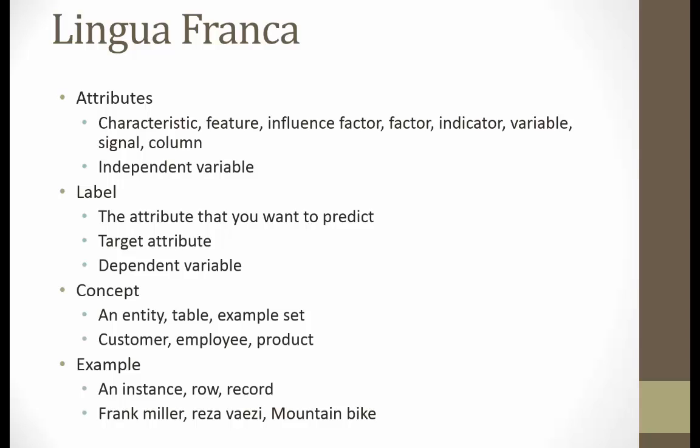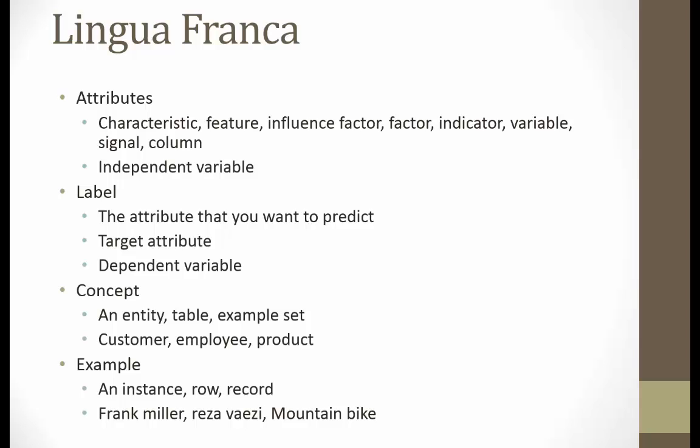Let's imagine an employee table. You have the first name, last name, employee ID, salary, date of hire, and whatnot arranged in columns. And each individual employee, such as myself, Reza Vaezi, is in one row where you can see the first name, last name, date of hire, salary, and whatnot. So the column names are called attributes, characteristics, features, influence factors, or simply factor, indicator, variable, signal. They're also called independent variables in most cases. Independent variables are the variables that affect or impact your dependent variable or your target variable.